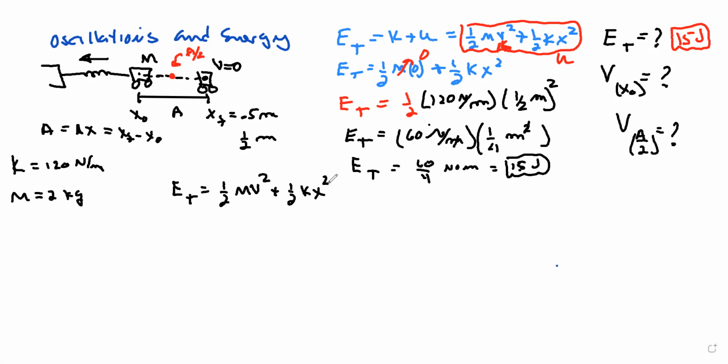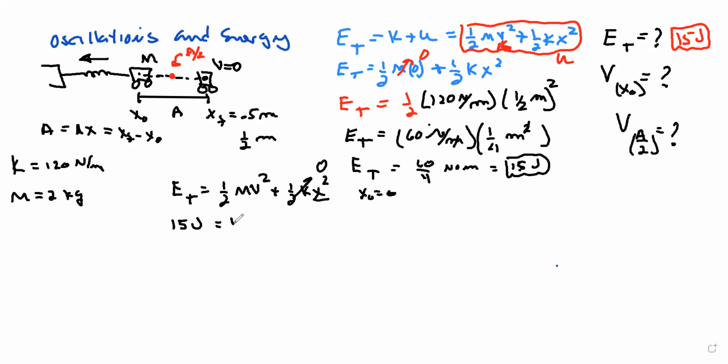But when you pass through the equilibrium point, x of naught is going to be equal to 0. That x is going to be equal to 0. So this term is going to go away because this x is going to be 0. X here is going to be 0. So you get rid of the x. But the total energy, we know that's 15 joules.